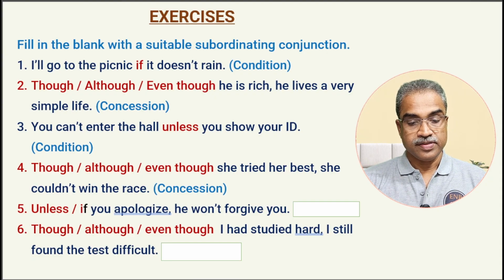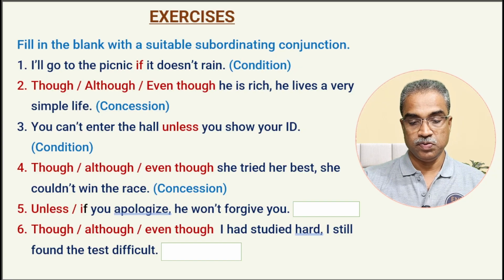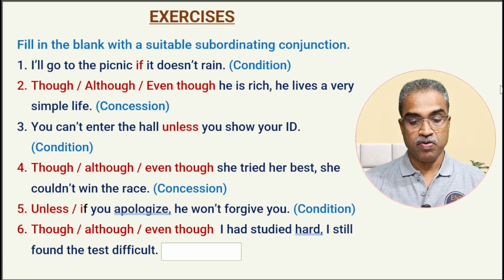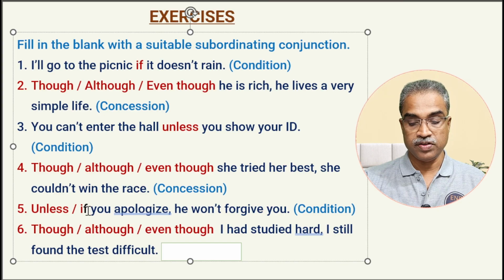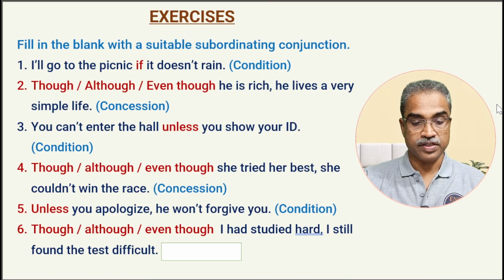Next: unless or if you apologize, he won't forgive you. Of course, it is going to be condition, unless and if, right? So unless you apologize, he won't forgive you. But if you are using if, then it should be if you do not apologize, he will not forgive you. All right. So it is condition.